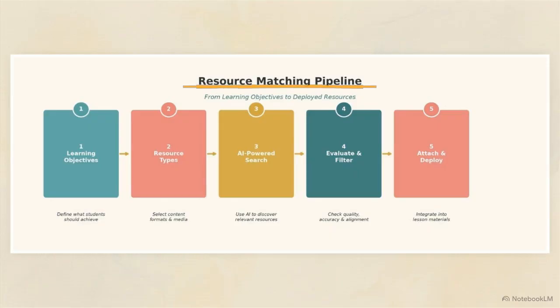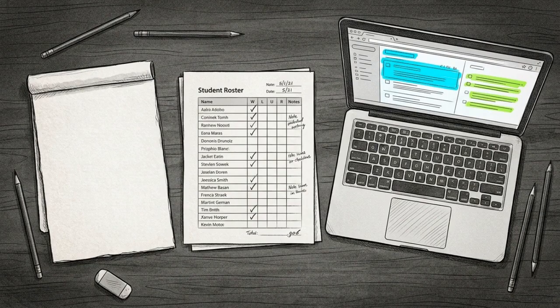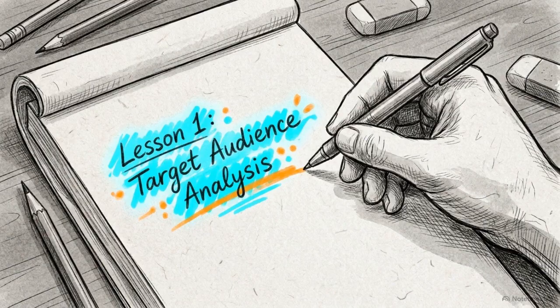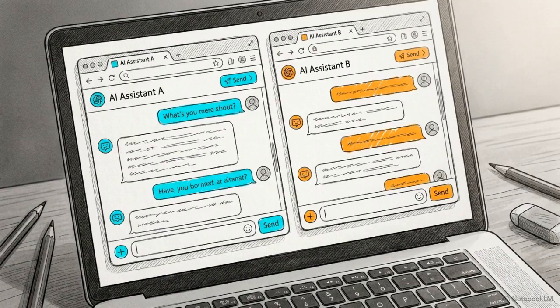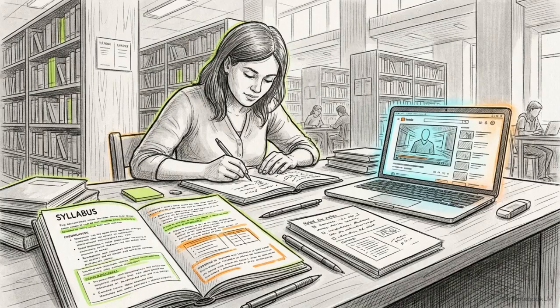This flowchart illustrates the resource matching pipeline. It is a systematic framework that moves from defining learning objectives on the left to deploying integrated materials on the right. Before beginning, you need 3 elements ready: a specific lesson topic, a clear understanding of your demographic, and access to multiple AI tools. By transforming a theoretical syllabus into a grounded, tangible experience, you provide the exact conditions necessary for actual student learning to happen.